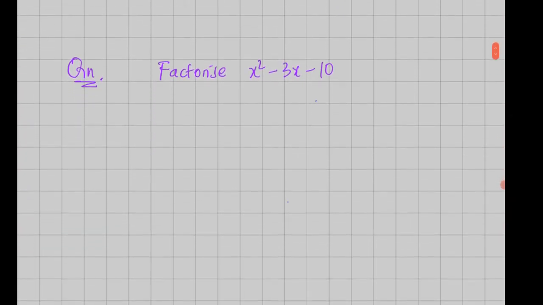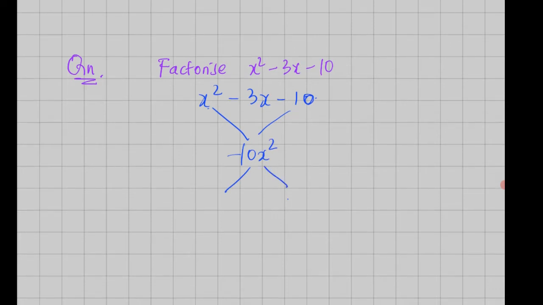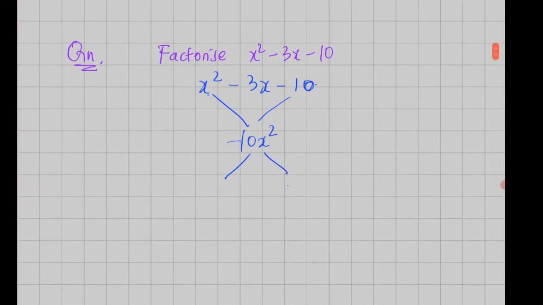So I've got an example here, which is factorize x squared minus 3x minus 10. This is the easiest way I've learned how to do this. First you have to multiply x squared and minus 10, and we get minus 10x squared. Then we look for two numbers which, when we multiply them, we get minus 10x squared, but when we add them, we get minus 3x.